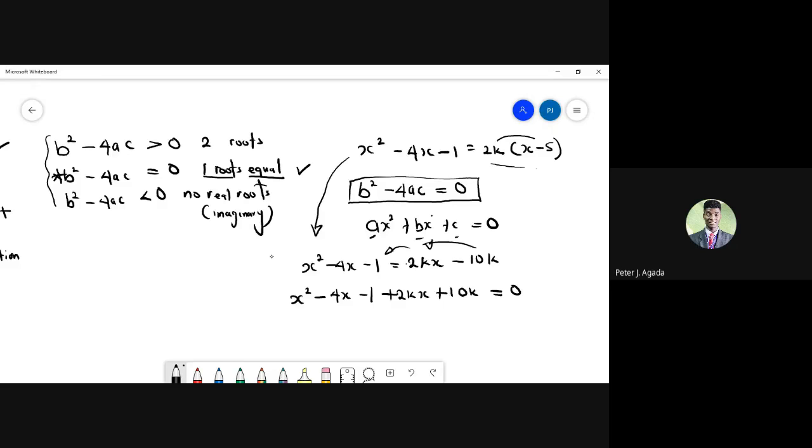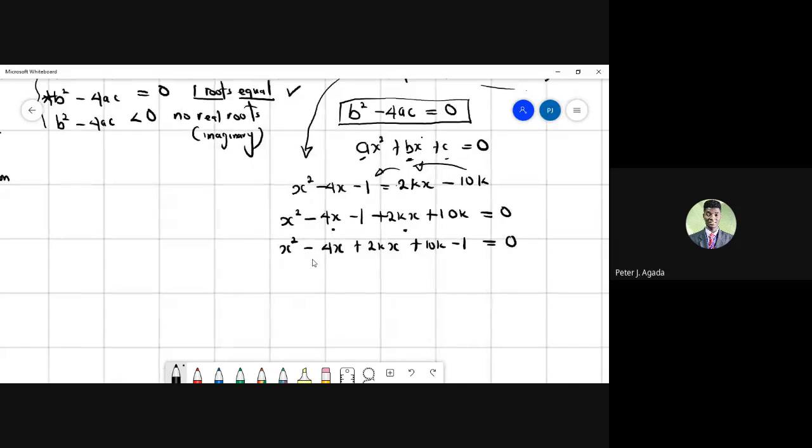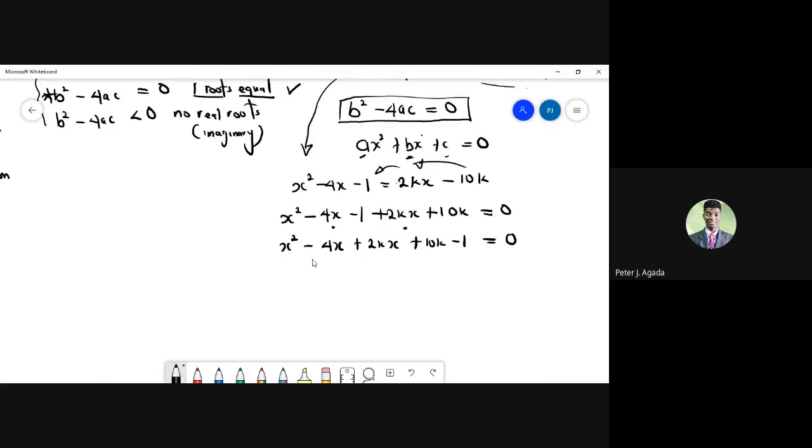Let's rearrange this and see what it has. We have a k here and a k, in order for us to get our b. So we can have x squared minus 4x plus 2kx, plus 10k minus 1, all equals 0. Now let's see if we can try to factor out our quadratic equation from this side. Forgive me if I push up, because I want all the solutions to be written down so you can also follow.